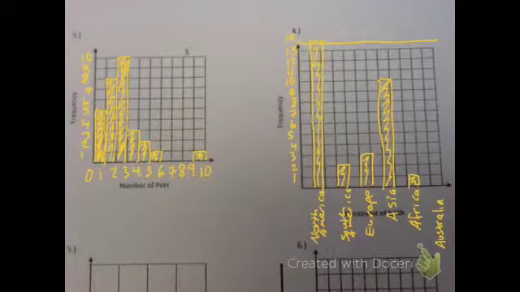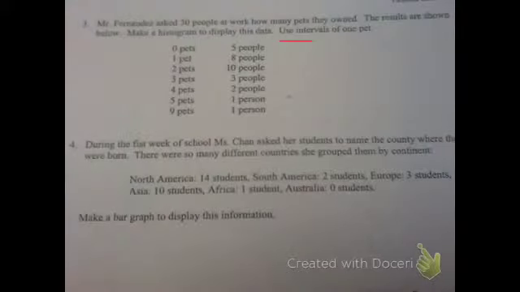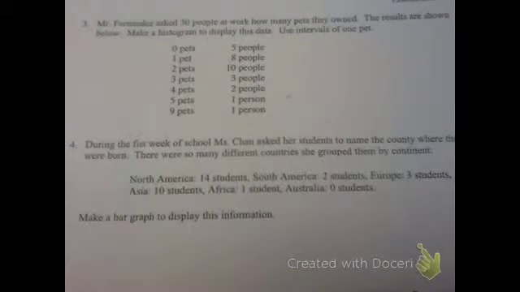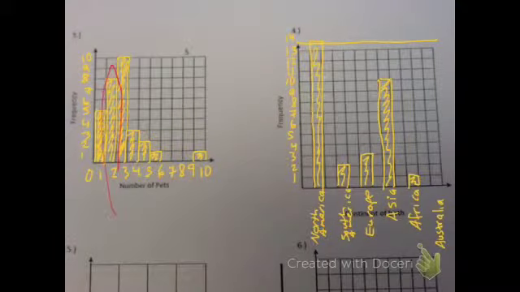The number of pets, the intervals, I just did 1 for each block there, because that's what it said, use an interval of 1 pet. And remember with histograms, the left number gets included in the bar and the right one doesn't. And so all the zeros go up to 5, because there are 5 people in the 0 category. And then 1 is the one that's going to be 8 tall, and so on and so forth, and your bar graph is going to look something like that. The histogram will look something like this.